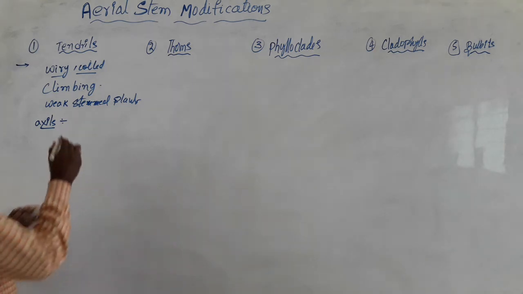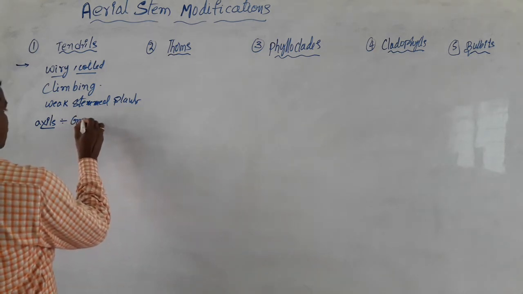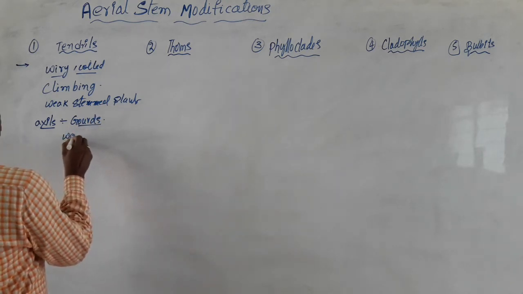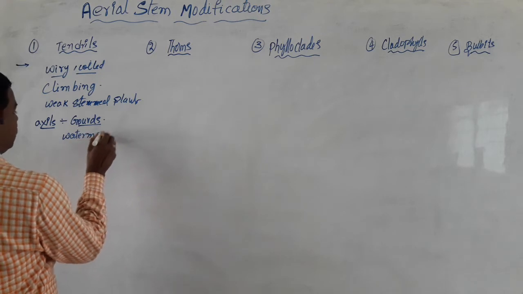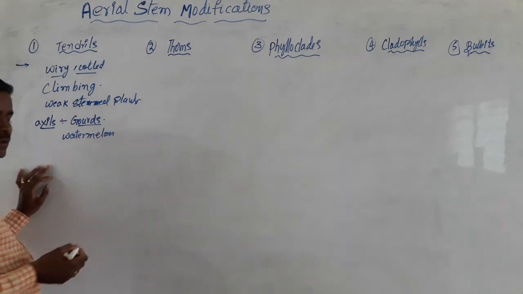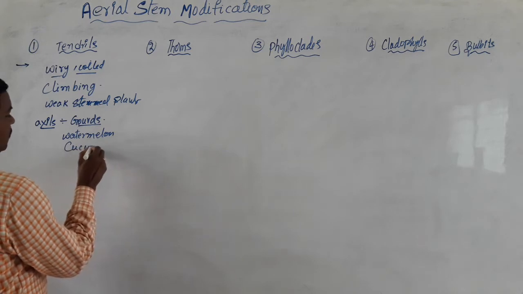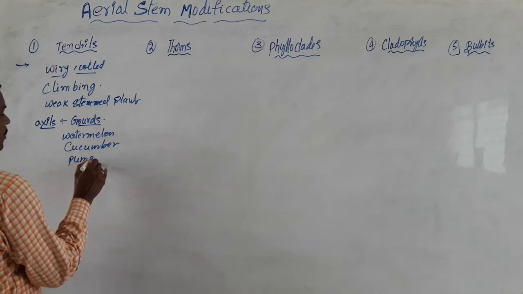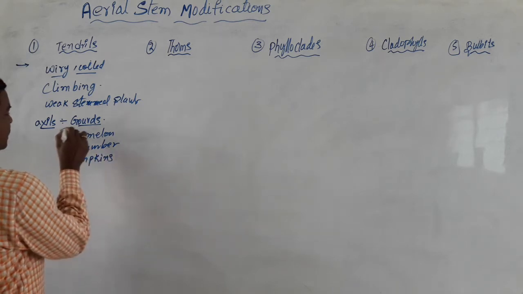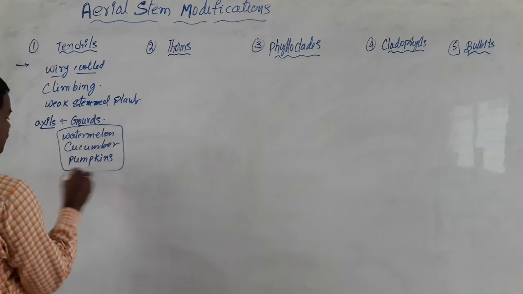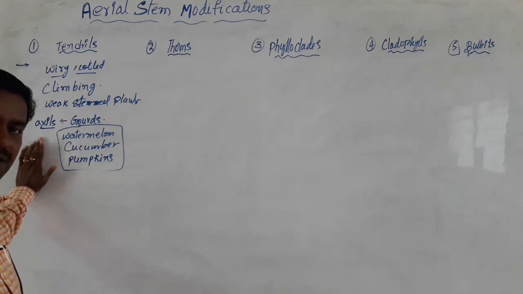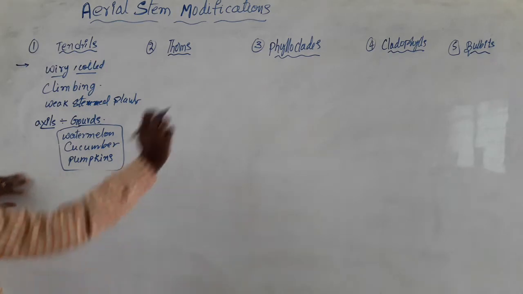Example, gourds like watermelon, cucumber and pumpkins. These types of plants are generally considered as gourds, weak stemmed plants. In these plants, the tendrils are developed from axillary bud like this.